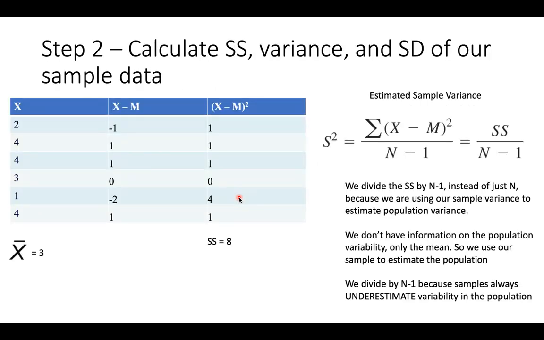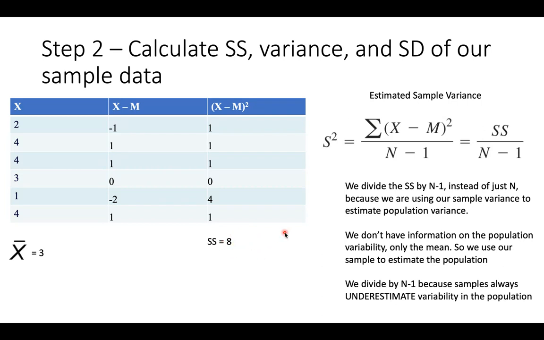Okay, so first step is calculating our sum of squares, our sample variance, and our sample standard deviation. Here we have our raw data, our 6 adults and the number of hours they watch television. Turns out that they average exactly 3 hours of television per day. We find our deviance scores from the mean. We square our deviances. We add up those squared deviances to give me a sum of squares of 8.